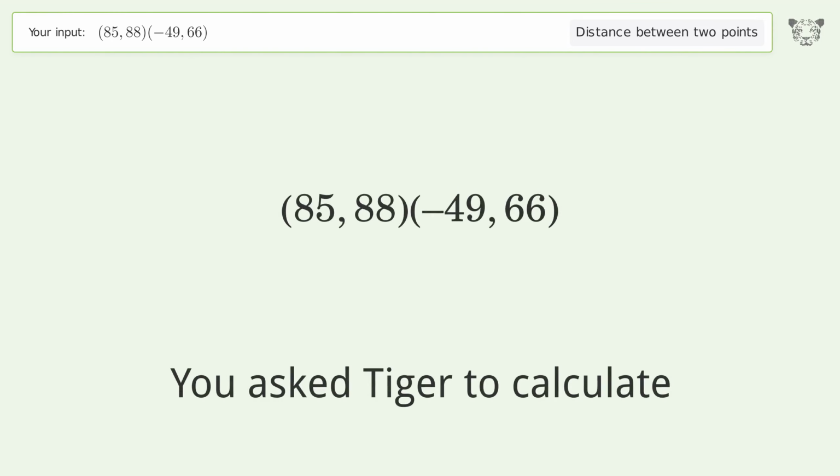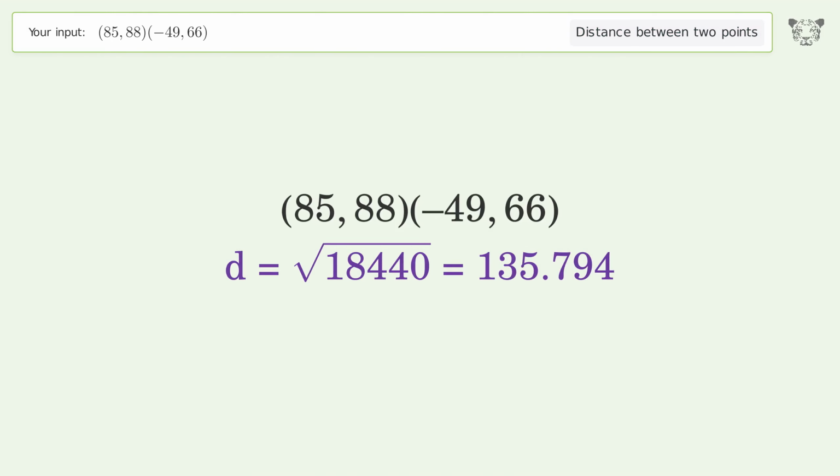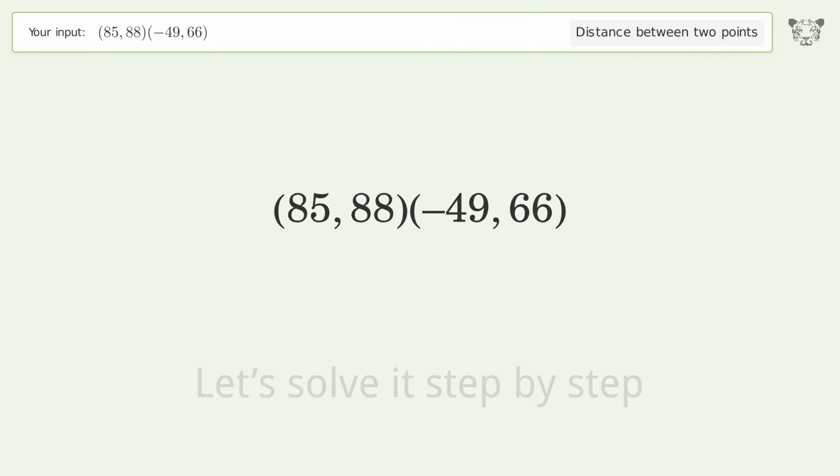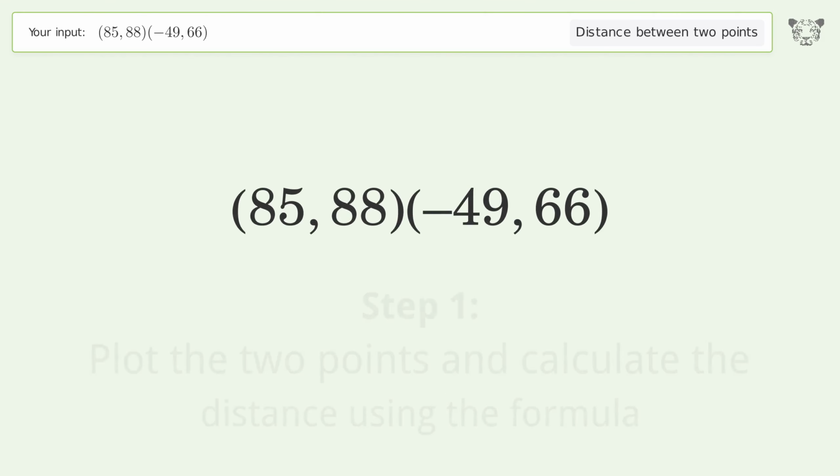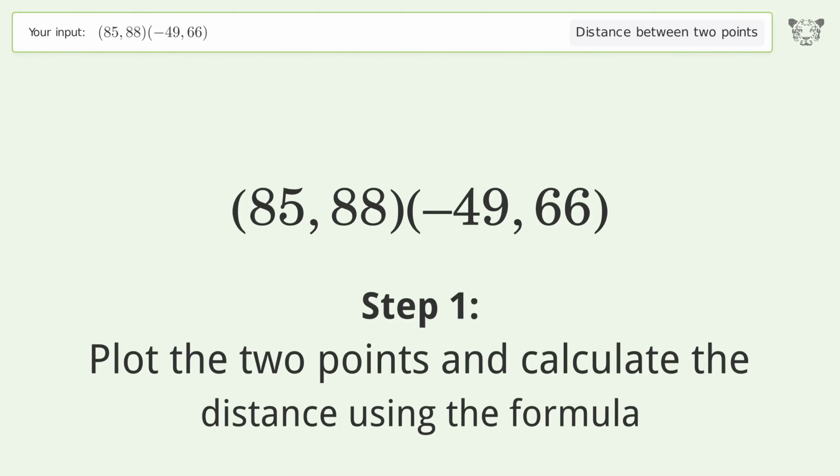You ask Tiger to calculate. This deals with the distance between 2 points. The distance between the 2 points is the square root of 18,440, or 135.794. Let's solve it step by step. Plot the 2 points and calculate the distance using the formula.